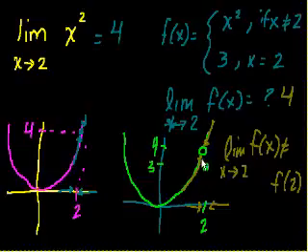Because you have functions where, for whatever reason, at a certain point the function might not be defined, or the function jumps up or down. But as you approach that point, you still approach a value different than the function at that point.